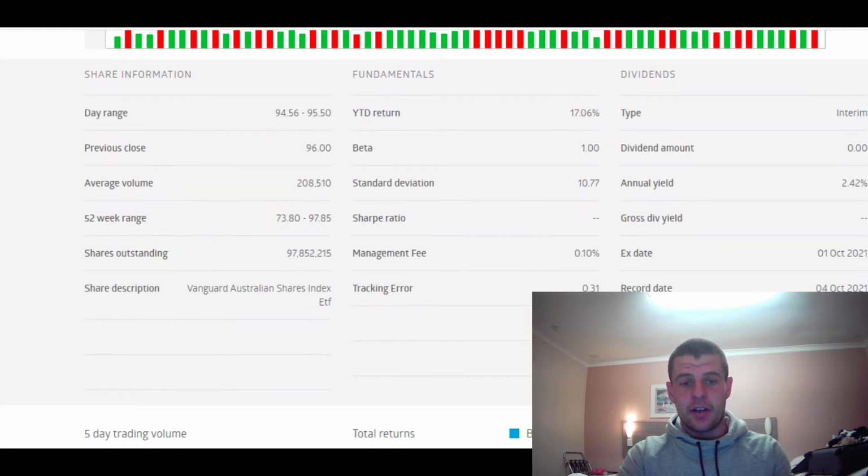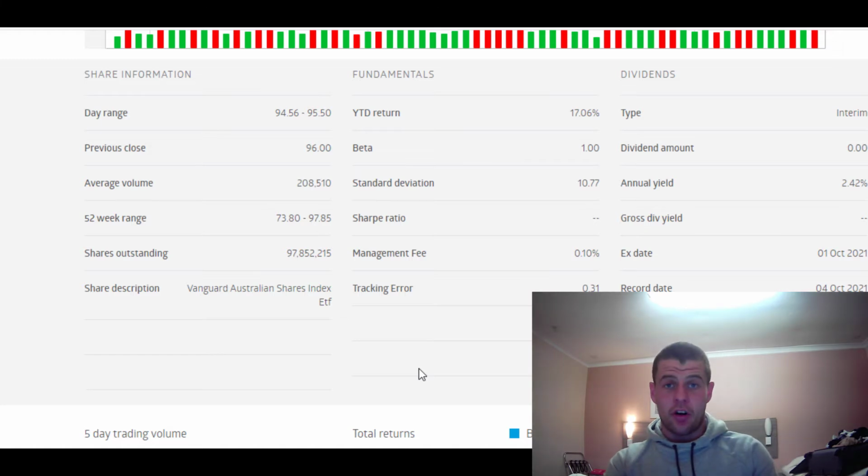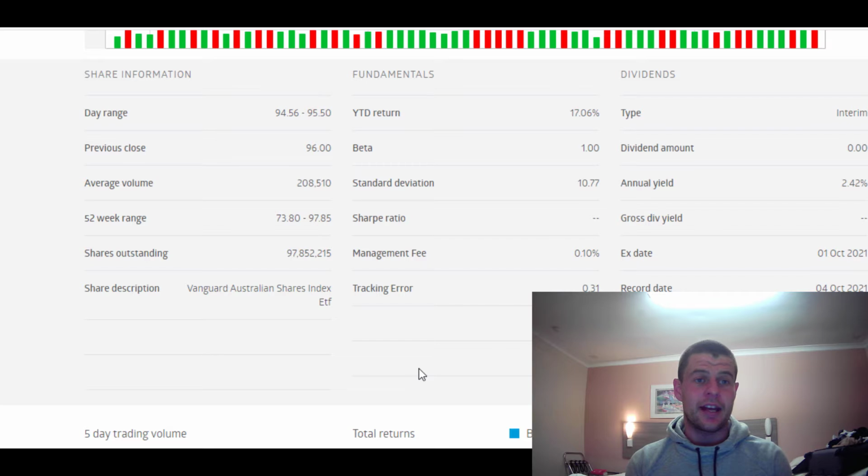So we're going to scroll down here. It's going to show you a lot of information, and this is the information taken from the Vanguard website and then displayed on the ASX website. So we're going to have a look at everything it has to show here. So the day range, it opened and closed within these ranges, so 94.56 and 95.50. There was not a very large movement in price today, but you can see basically what the high and low for the day is, which is cool.